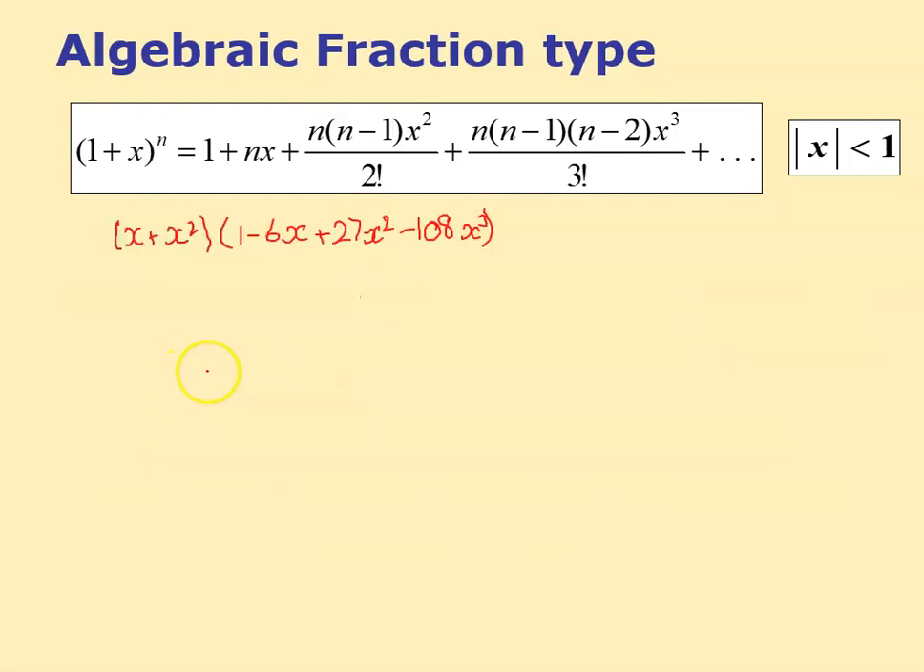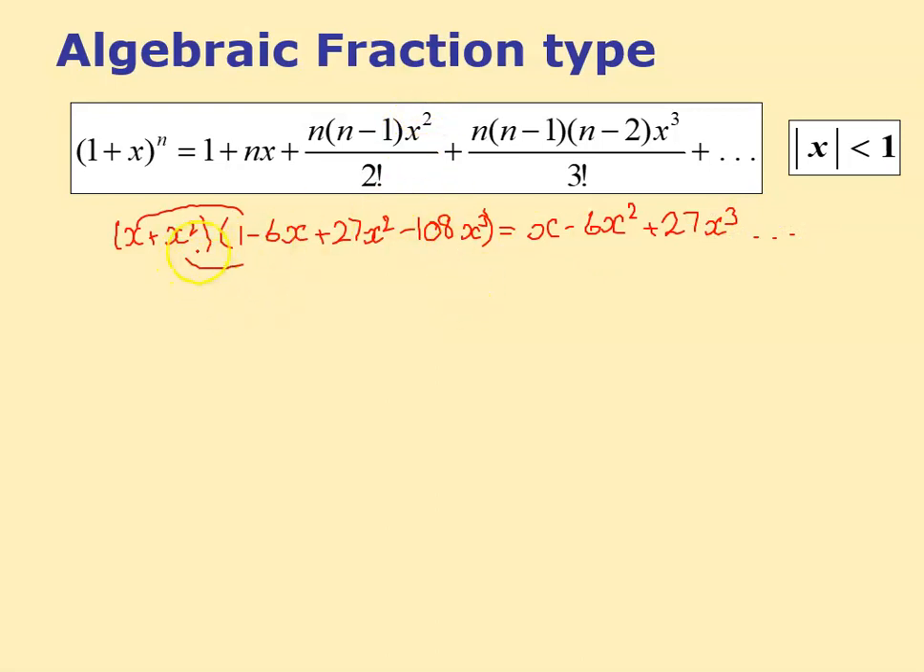It wants up to the x cubed term. But actually, I don't think I needed that 108x cubed after all, because I'm multiplying by x plus x squared, and I think I'll get a lot of higher powers. So anyway, if I multiply it out, I get x minus 6x squared plus 27x cubed, and the next one I don't need because the power would be too high.